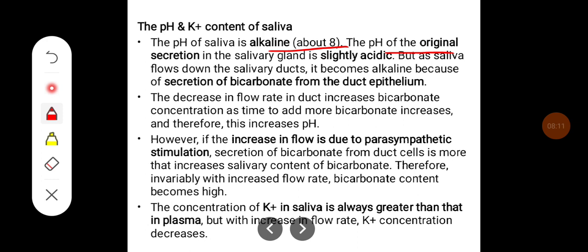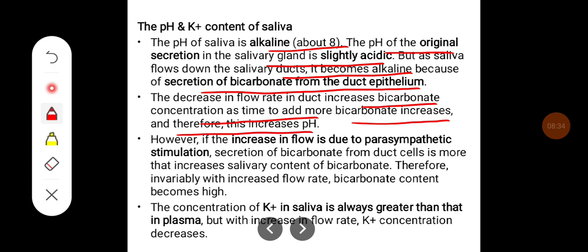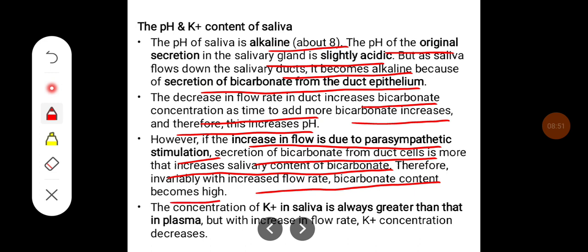The pH of original secretion of the salivary gland is slightly acidic, but as the saliva flows down the salivary duct, it becomes alkaline because of secretion of bicarbonate from the duct epithelium. The decrease in the flow rate in duct increases the bicarbonate concentration as time to add more bicarbonate increases, and therefore this increases the pH. However, if the increased flow is due to the parasympathetic stimulation, secretion of bicarbonate from duct cell is more, that increases the salivary content of bicarbonate. Therefore, invariably with increased flow rate, bicarbonate content becomes high.